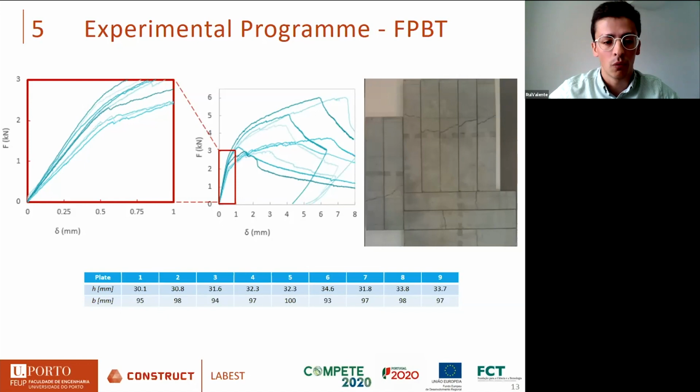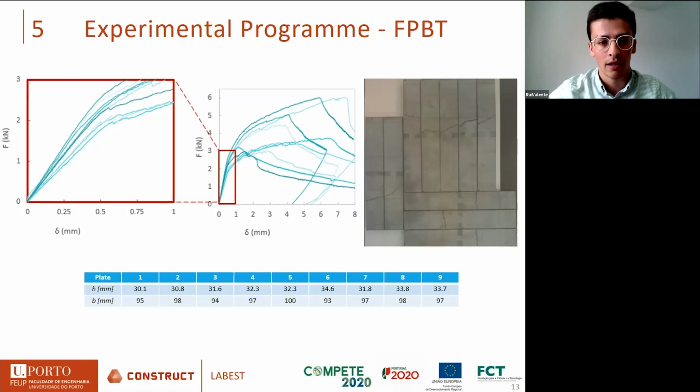So even though there is some variability of the thickness, we used a constant thickness for the numerical analysis, and it was estimated by matching the bending stiffness of the experimental curves, okay? Here we have the crack pattern, the critical cracks that governed the failure of the plates.